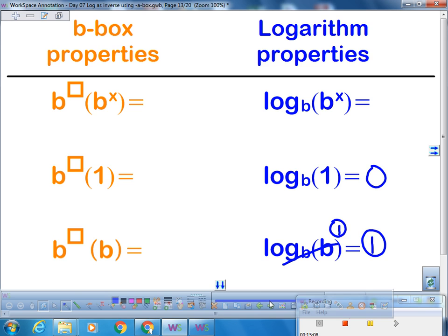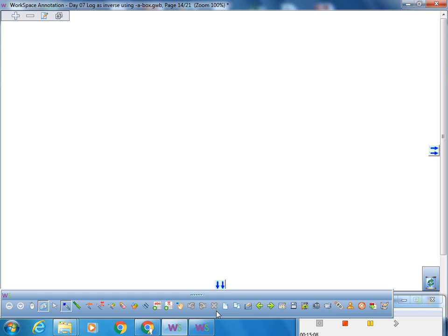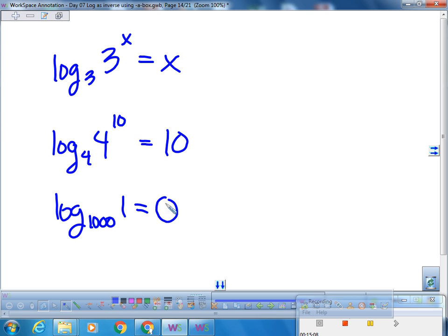Let's practice it. Let's say log base 3 of 3 to the x equals what? X. Log base 4 of 4 to the 10 equals what? You guys got this? Okay. Log base 1,000 of 1 equals what? The only way I can get a 1 is by applying a 0 exponent.